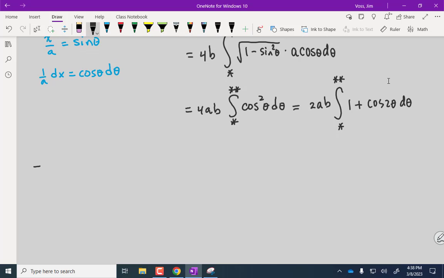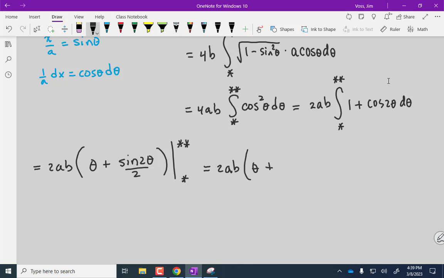So let's get all the way over here. So 2AB times theta. The integral of 1 is theta. The integral of cosine of 2 theta is sine of 2 theta divided by 2. Placeholder limits. And what do we do with that sine of 2 theta? Different identity, so it's going to be 2 sine cosine. So 2 sine cosine, the 2's cancel.